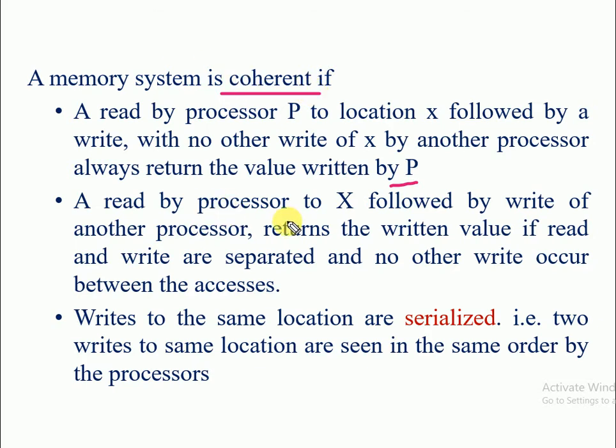Similarly, a read by a processor to X followed by a write by another processor returns the written value if read and write are separated enough and no other write occurs between the accesses. The same thing. Writes to the same location are serialized: if two processors are trying to write into the same location, an order must be maintained, that is, one after another. Two writes to the same location are seen in the same order by all processors. Okay, then only we can say that a memory system is coherent.